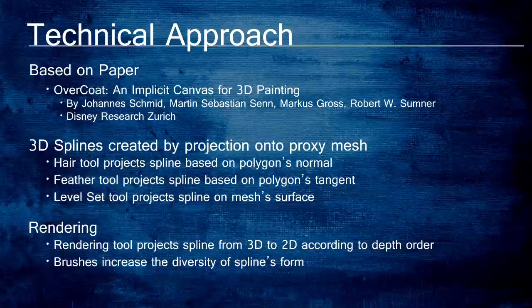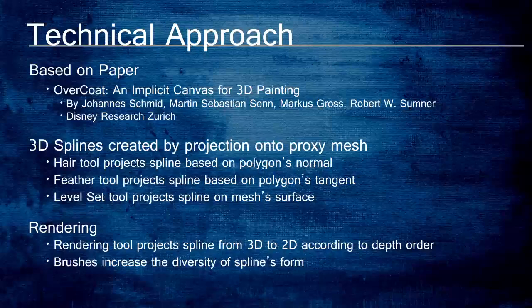The initial click must intersect the mesh's surface in order to know where to project. The hair tool projects a spline based on the first click polygon's normal. The feather tool works similarly, but uses the first click polygon's tangent. The level set tool projects a spline based on the level set defined by the surface of the mesh. The user can adjust which level they want to paint on to create a layering effect.